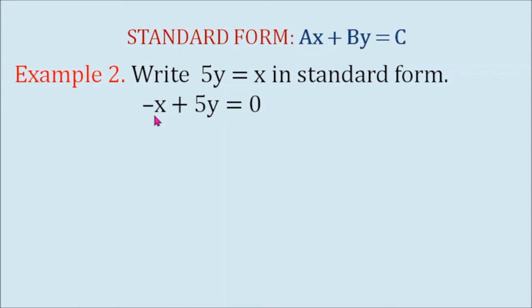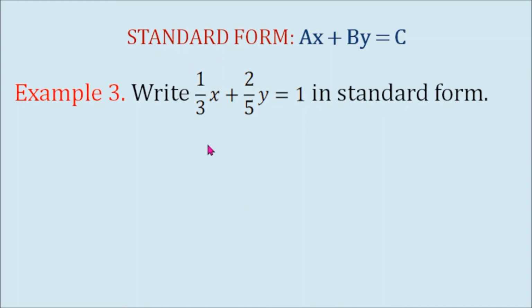So we have negative x plus 5y equals 0. This is not in standard form yet, because the value of A here is negative 1, and A should be positive. So to change this negative 1 to positive, we divide both sides by negative 1. So negative x divided by negative 1 is x. 5y divided by negative 1 is negative 5y. And on the right side, 0 divided by negative 1 is still 0. So this is our answer.